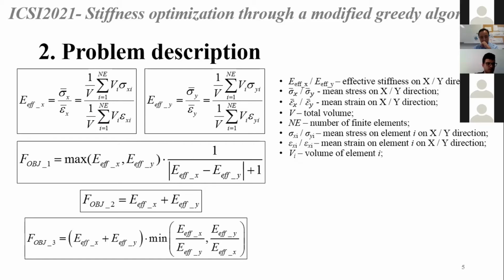As output, I showed here on the slide the main property in our analysis, which is the effective stiffness of the quarter plate we analyzed on the x direction and y direction. You can see the formulation on the slide. And because we are trying to create a structure that is isotropic, we are trying to maximize these two properties. So our problem is a multi-objective one.